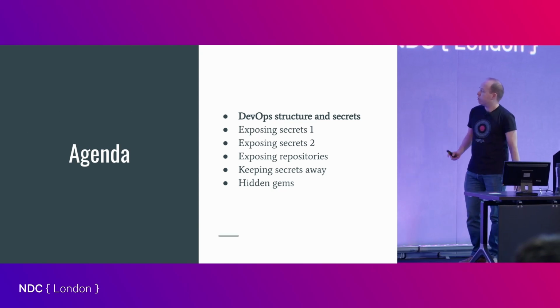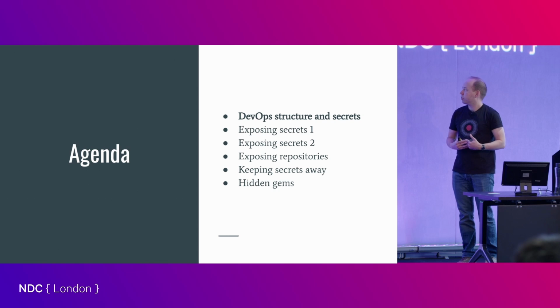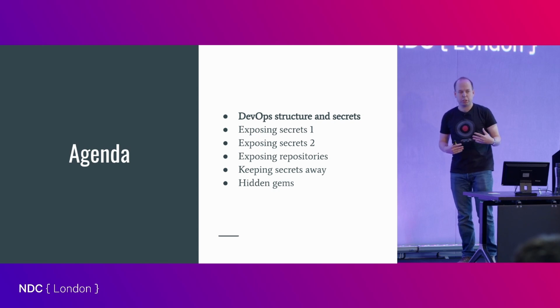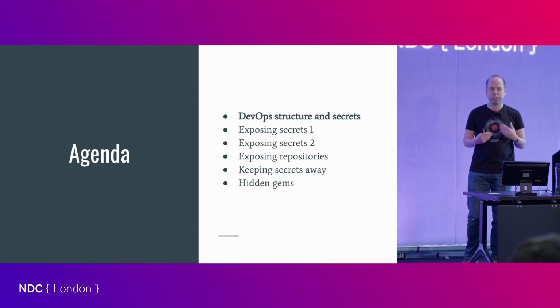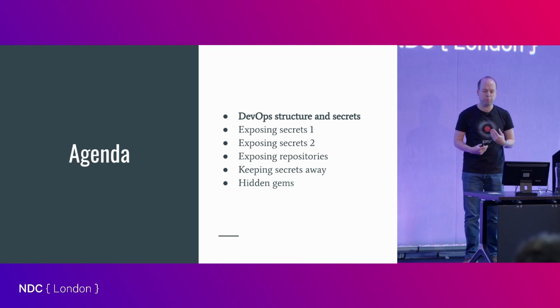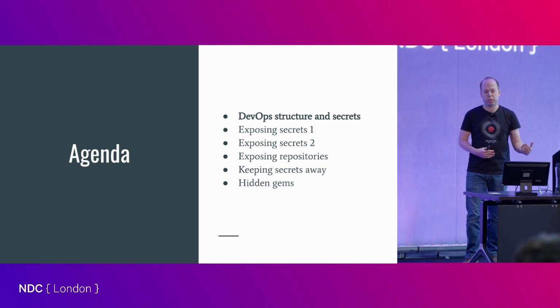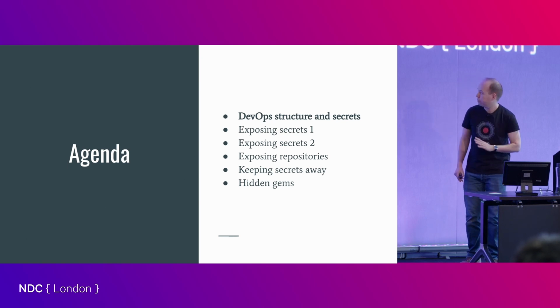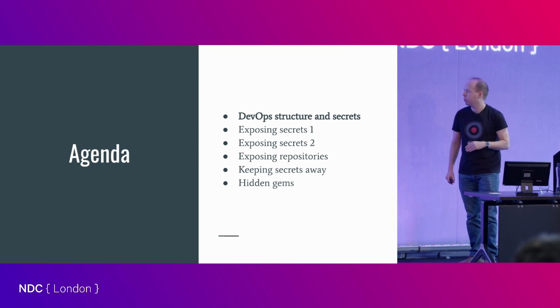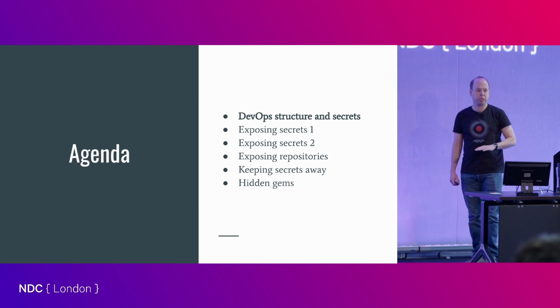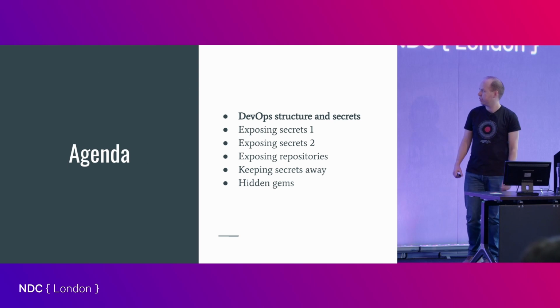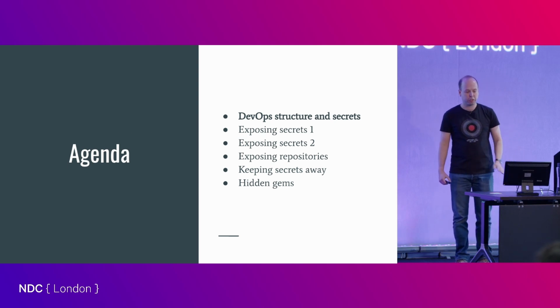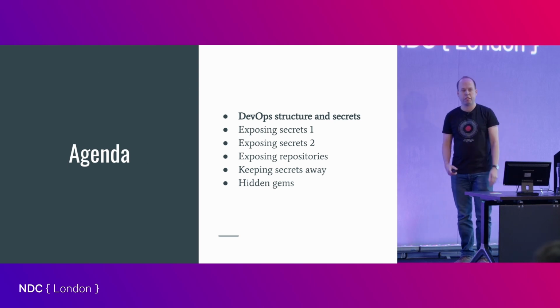This is the layout. We'll first talk a bit about how DevOps is structured and where the secrets may be stored. Then we'll look at two different techniques of how you can expose them. We'll also look at how to expose content from repositories. When we learn all of that, we might want to learn something about how to keep secrets away from Azure DevOps, so it isn't vulnerable to these techniques. And I will close up with some hidden gems, features that I found really useful in Azure DevOps that I think aren't really well known.